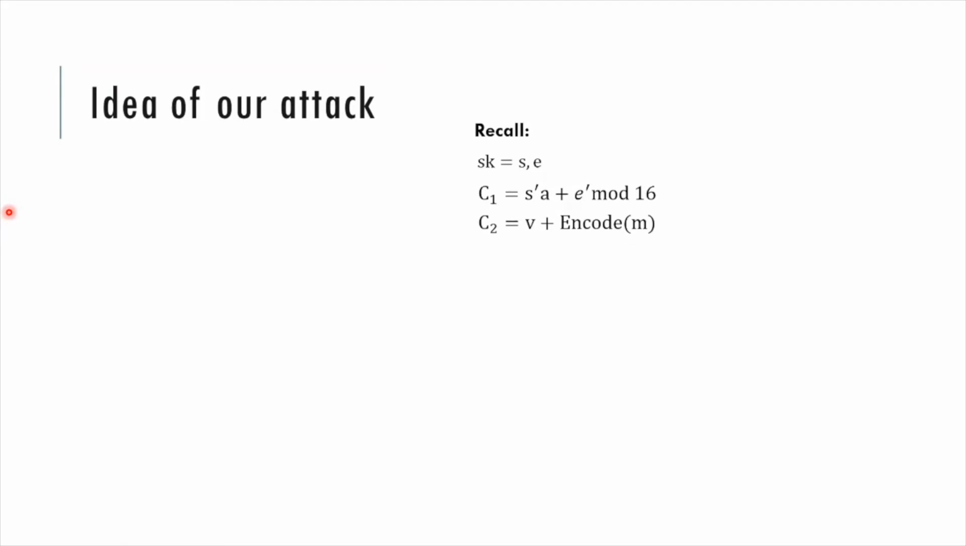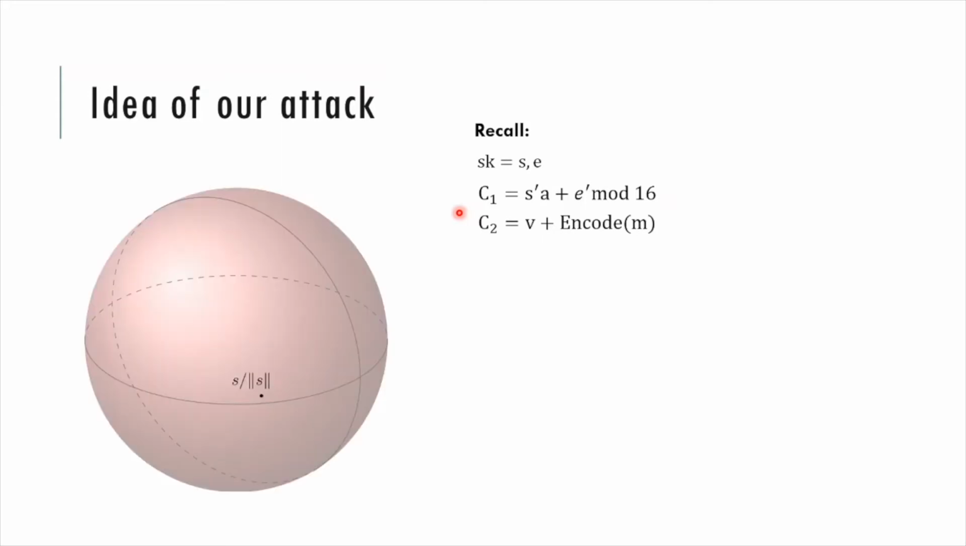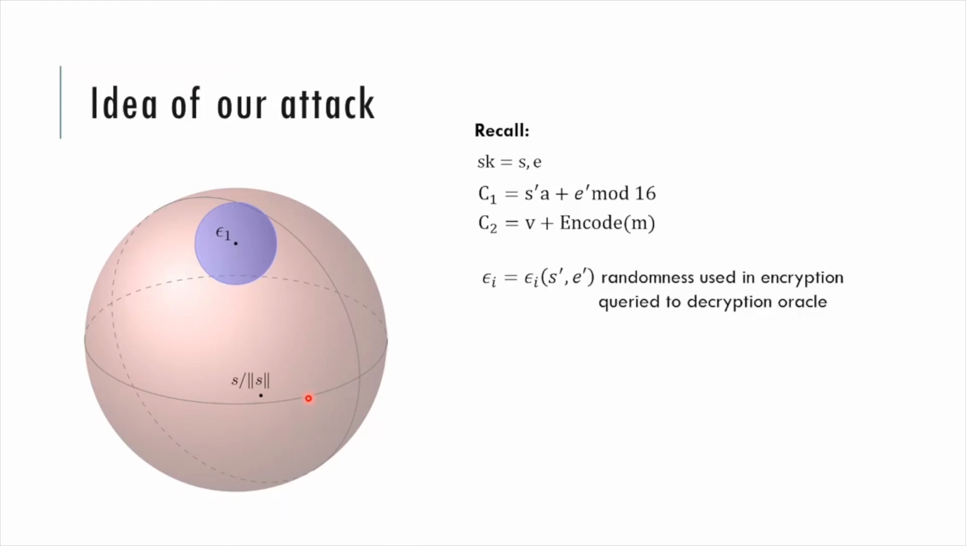Let me visualize the idea of our refinement. Recall that the secret key is given by S and E. Moreover, the ciphertext consists of C1 and C2. Furthermore, let's consider a sphere and assume that the normalization of the secret S is somewhere on this sphere. Now an attacker can choose some randomness. That means he can choose some S', E', and E'', compute the corresponding ciphertext, and ask the encryption to a decryption oracle. The oracle then returns a decryption failure or a successful decryption.